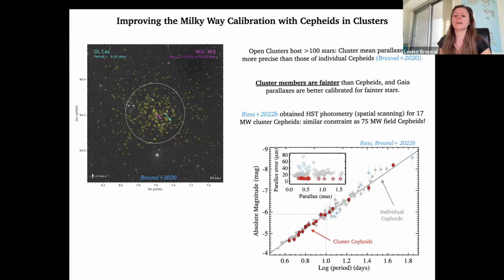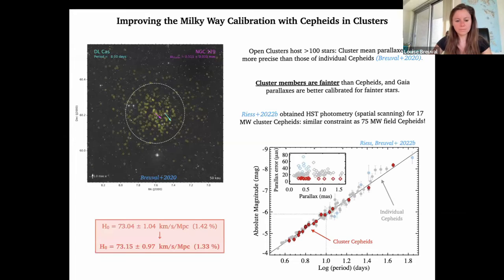You can see here the period luminosity relation with, in gray, the individual Cepheids from previous works, compared with, in red, the cluster Cepheids. It's maybe hard to see if you're not used to looking at PL relations, but that's why I show you the small inset here where you see the uncertainty on the parallax. And here you can really see that the red ones are much smaller. So on average, 3 times smaller.